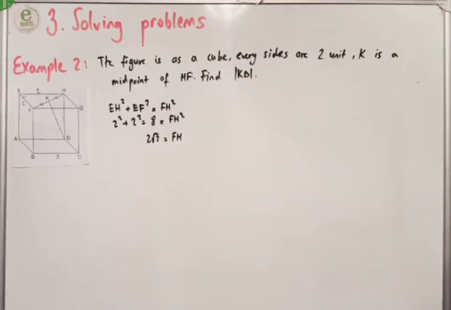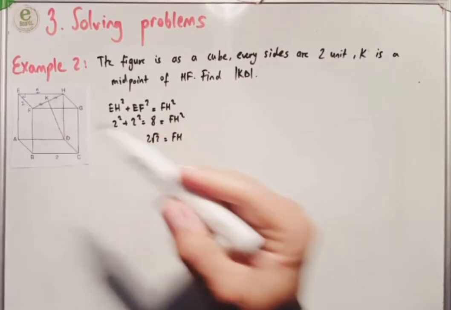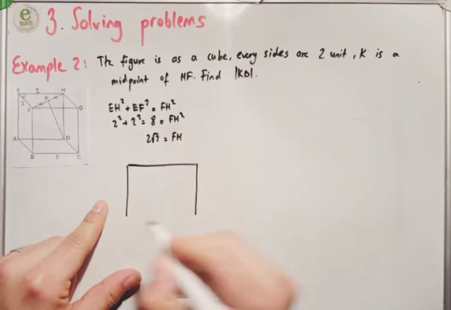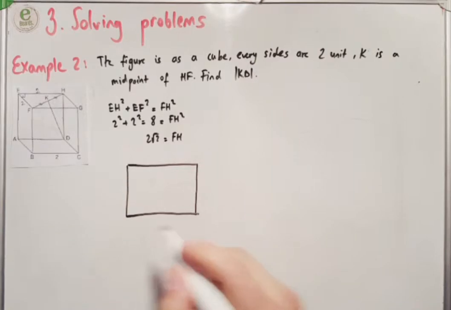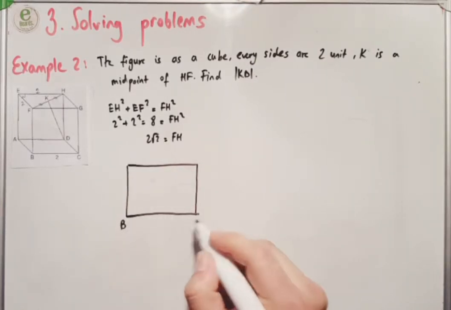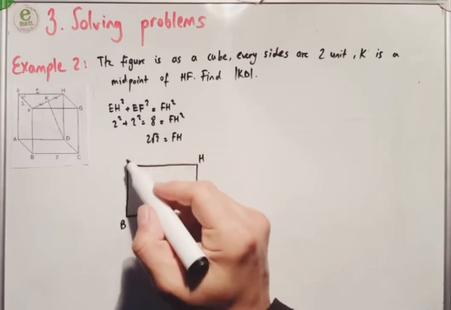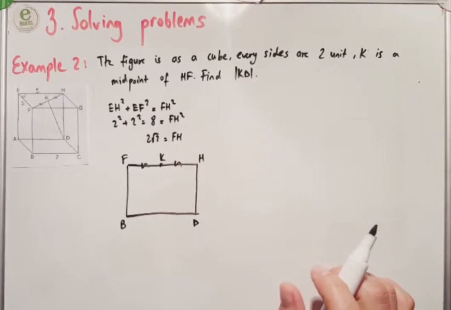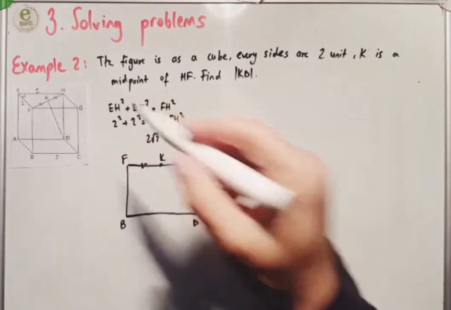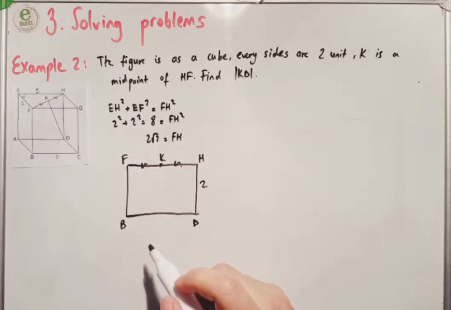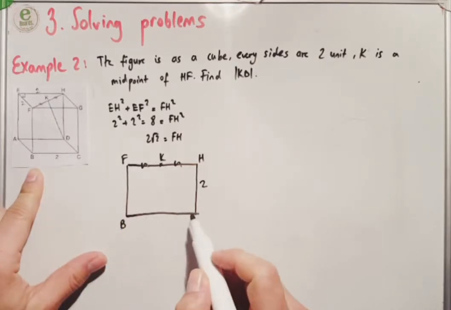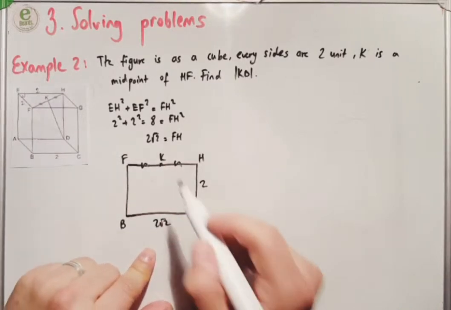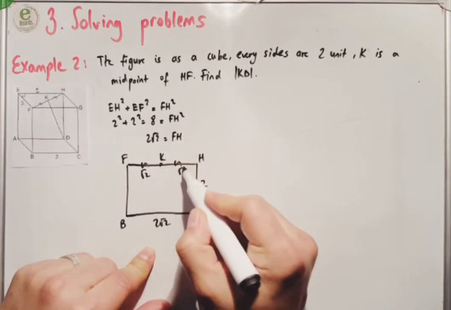Okay, and after that, F, H, D and B form a rectangle. Let me write the vertices: B, D, H, and F. K is here, the midpoint of FH. The length of DH is 2, and BD is 2 root 2. K is the midpoint, so FK is root 2 and KH is root 2.